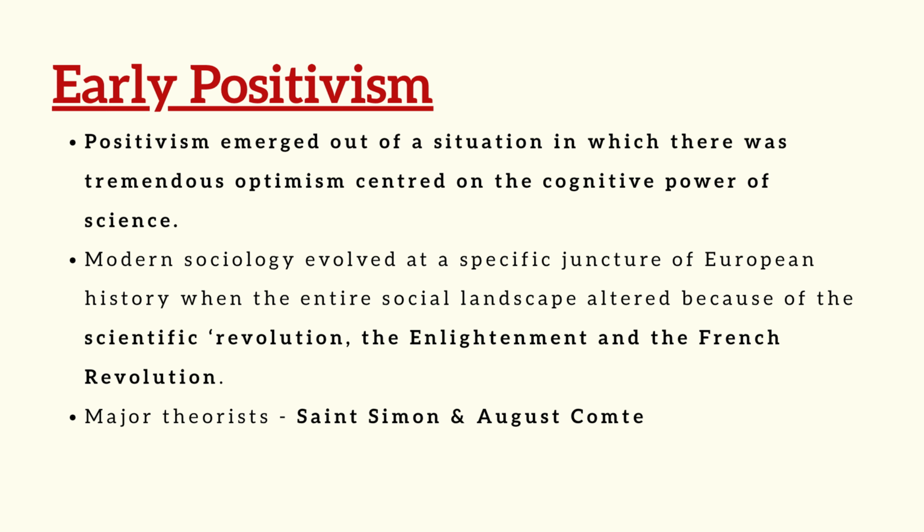So, by the 18th and 19th centuries, intellectuals started asking, if science can explain the laws of nature, can it also explain the laws of society? This question laid the foundation of positivism, the belief that society too could be studied scientifically, just like the natural world. Two names are especially important in the early development of positivism: Claude Henry de Saint-Simon and Auguste Comte.